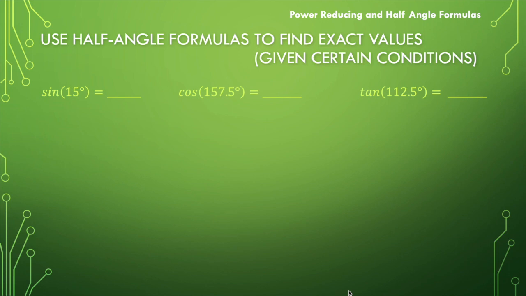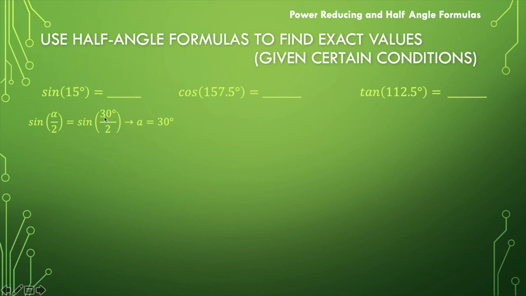Talk about using those half-angle formulas to find the exact values of certain angle measurements. And these angle measurements are angles that can be written as an angle that we are familiar with divided by 2. So let me show you how we do this. We want to think about the sine of 15 degrees as an angle that's divided by 2. So you can think about this as, well, that's 30 degrees divided by 2 to give us 15 degrees.